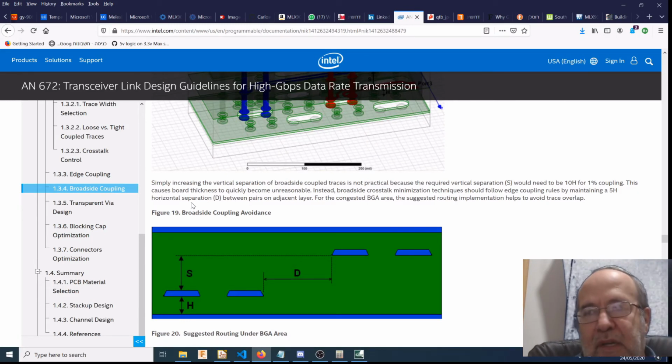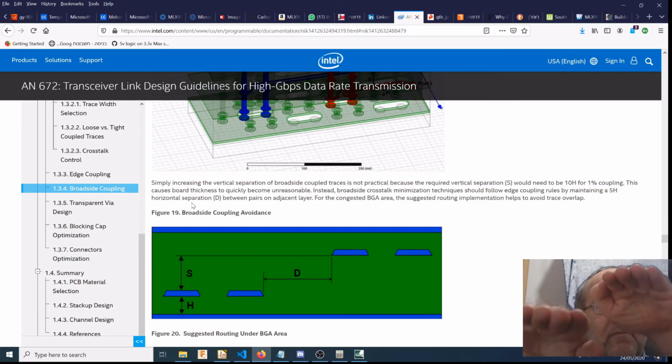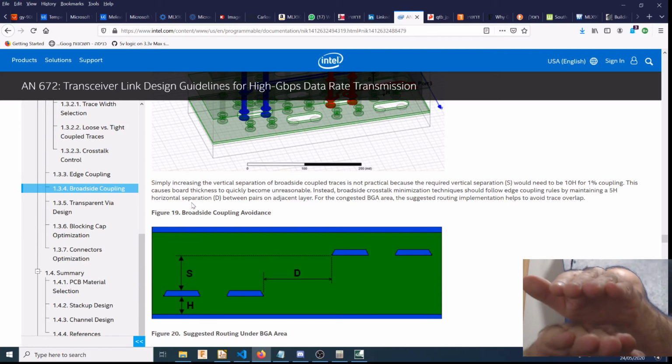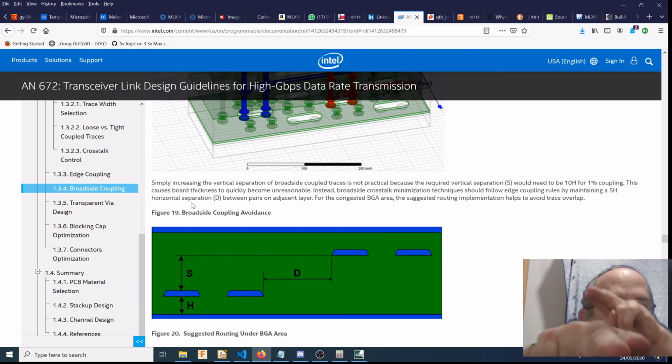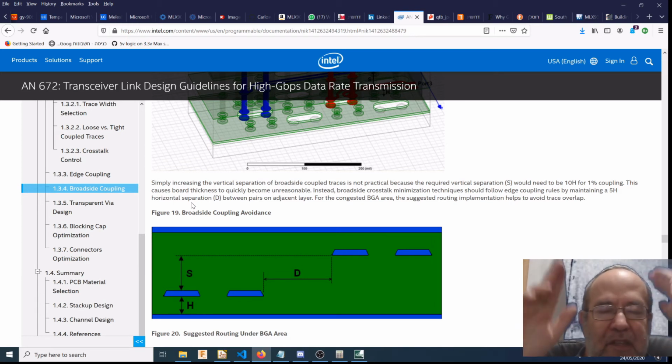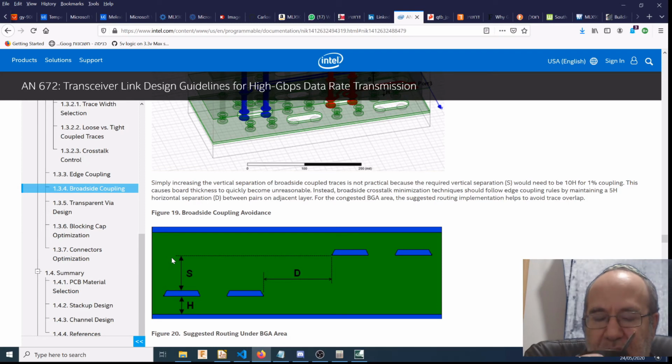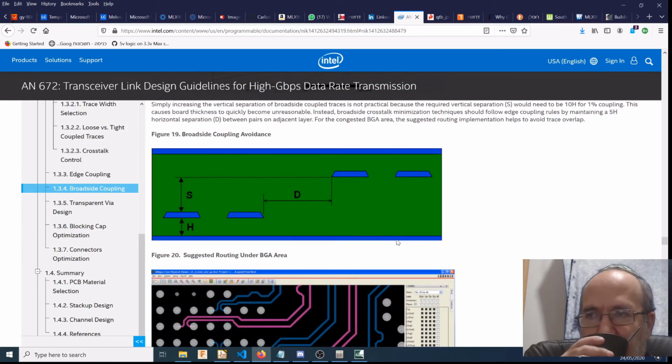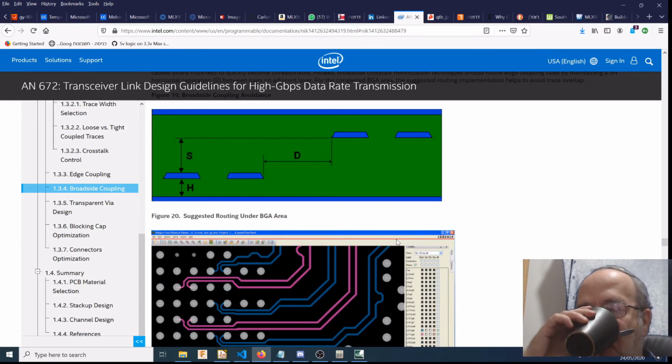Okay. The way they show to do it is to separate. Instead of having the pairs going on top of each other, to separate them out. Okay. Not always possible, nice to have. Here is an example of them doing this.